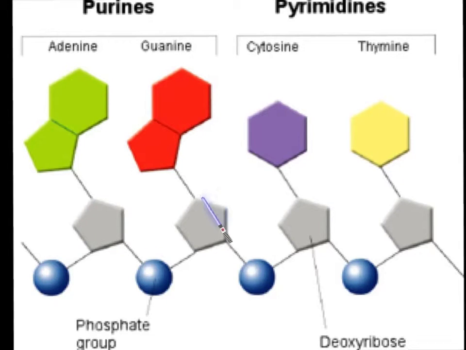The nitrogen bases include adenine, guanine, cytosine, and thymine. Purines, which include adenine and guanine, contain two rings, and pyrimidines, which include cytosine and thymine, contain only one ring. Adenine always bonds with thymine, and guanine always bonds with cytosine, which makes it so DNA can replicate much easier.